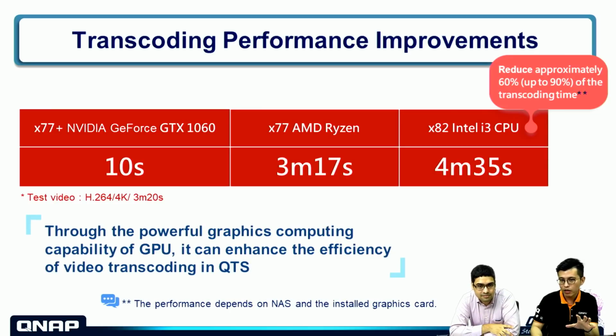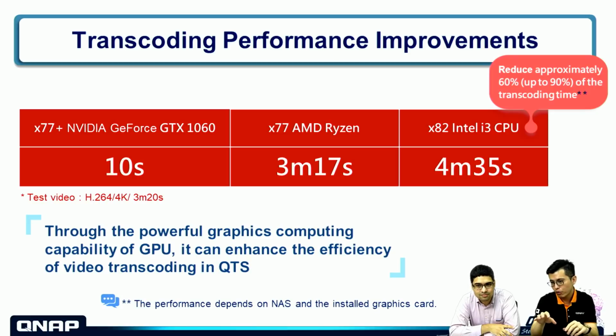So this is about the transcoding performance. Let's say I have tested a video. It's an H.264, 4K video, and the duration is about 3 minutes. As you can see, let's look at the first one in the middle of the table. This is the AMD Ryzen 7. When transcoding this video, it takes around 3 minutes 70 seconds. But if we add a discrete card, the NVIDIA GeForce GTX series, it only takes 10 seconds. So a huge difference. Yeah, it's about 20 times.